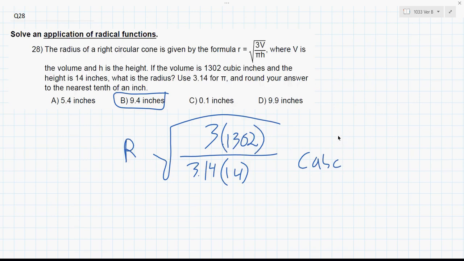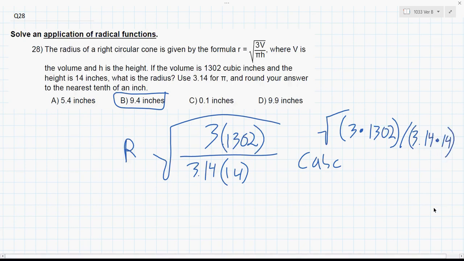Calculators, and how you'll do it is you'll use the square root box. You'll then use a parenthesis, go 3 times 1302, close parenthesis, division of open parenthesis 3.14 times 14, close parenthesis, and make sure that your square root bar is over the whole thing. Or if you're using an older calculator, you'll just put a second set of parentheses around it to identify that it goes around the whole thing.